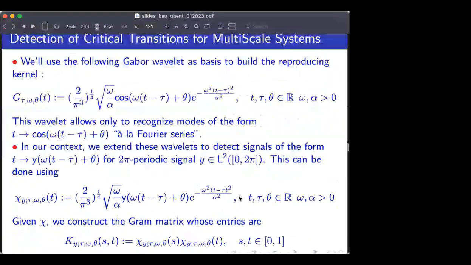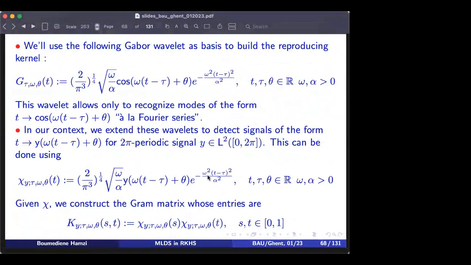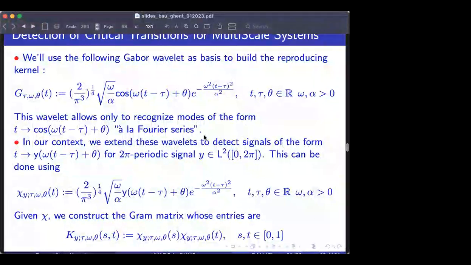The second approach we adopted is micro-local kernel design, where we start with a Gabor wavelet and modify it. Instead of looking at these patterns, cos(omega(t minus tau) plus theta), we use the following pattern, where y is the pattern that we are interested in, and from there we construct the following kernel. K_{s,theta} is equal to x_c(s) x_c(t), with x_c being the following function.